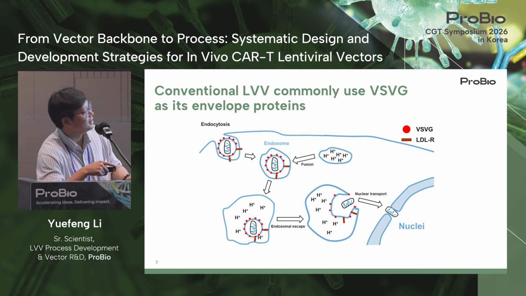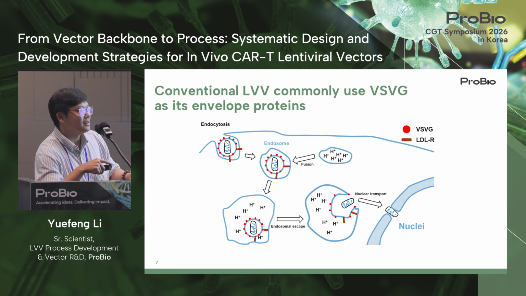After the VSVG binds to the LDLR, the virus will be swallowed by the host cells, which is called endocytosis. And after the swallowing, the virus stays inside the endosome. And after the pH in the endosome decreases, the VSVG will change its conformation and cause the membrane fusion between the LVV envelope and the endosome. So the capsid of the LVV will be finally released into the cytoplasm of the host cells. This is the whole process of LVV infection.